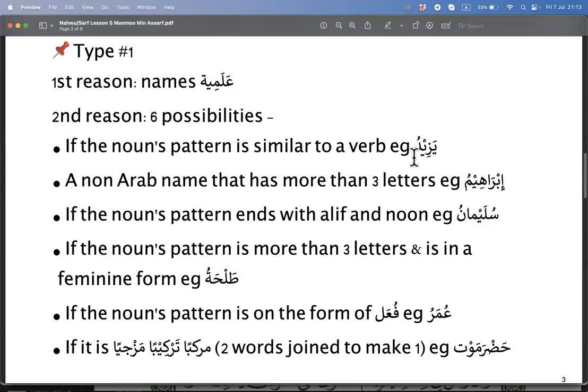Another one is if it's a non-Arab name that has more than 3 letters. In the Quran we have a lot. Most of the names of the prophets and the angels are actually non-Arab names.